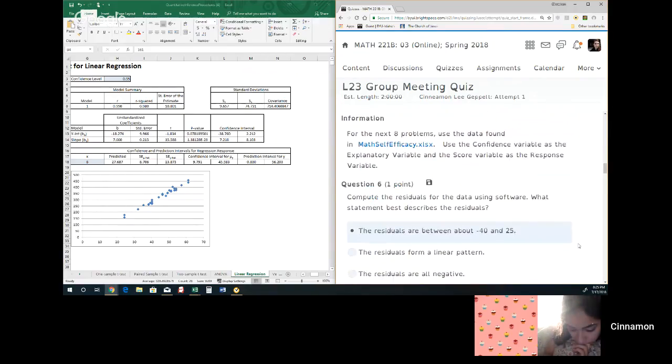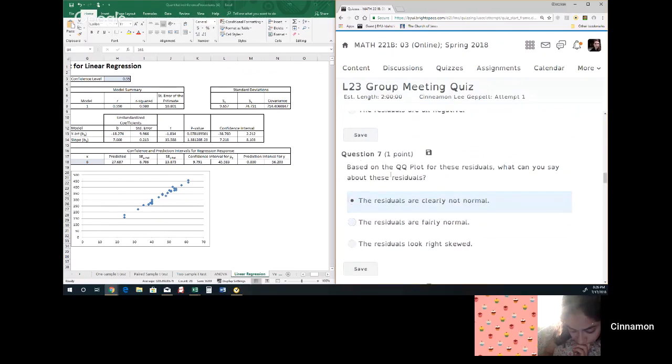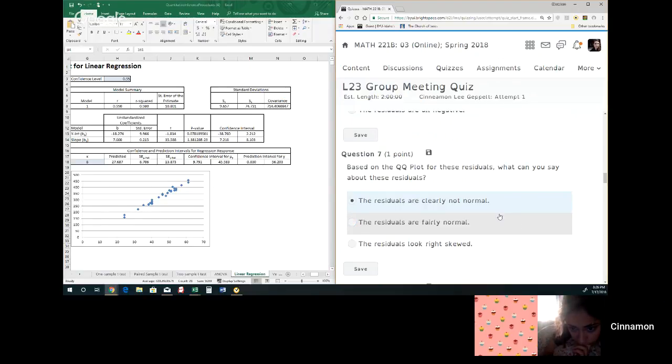And then we got to number 6, and we said, compute the residuals for the data using software. What statement best describes the residuals? So we knew they weren't a linear pattern, and we knew they're not all negative, so by process of elimination we chose that one. Sounds good. And then 7, based on the QQ plot for these residuals, what can you say about these residuals? Since they looked all scattery, we just decided that they're clearly not normal. I thought they were fairly normal. Are they? Okay, so this is the part where we're kind of not sure.